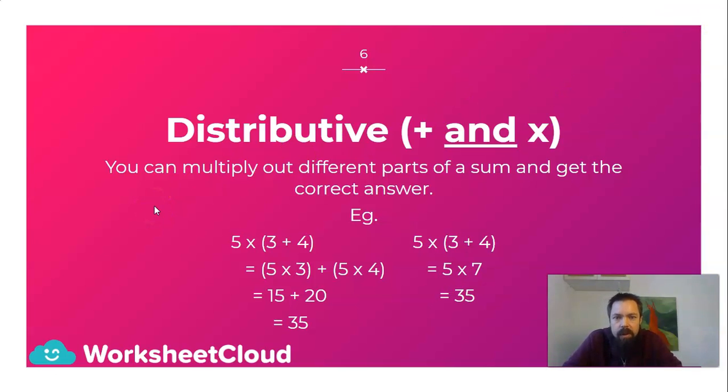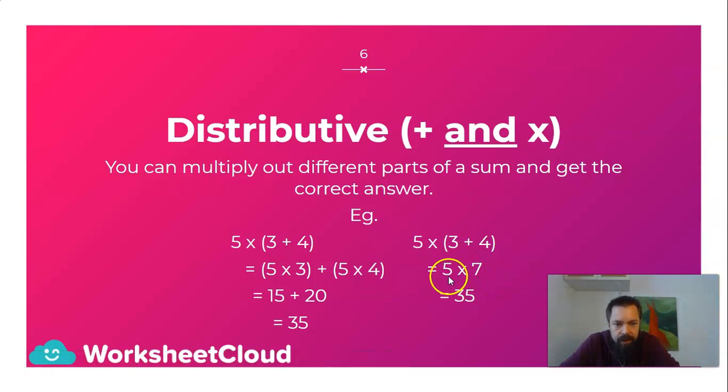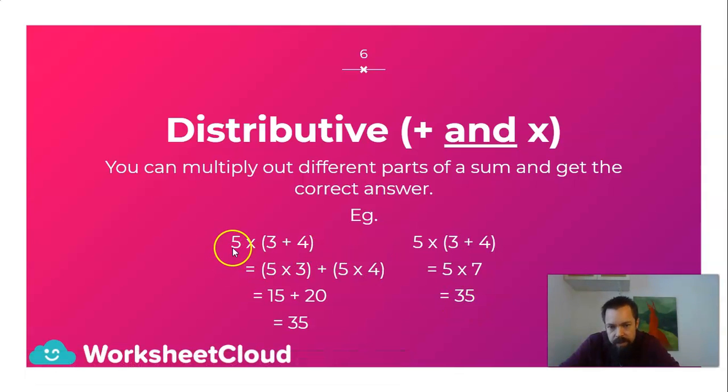Right. The law is that you can multiply out different parts of a sum that is a plus problem, and get the correct answer. So over here, let's look at this one first. I've got 5 times 3 plus 4. So 3 plus 4 is 7, and then I can say 5 times 7, which is 35. Or, alternatively, I can break this up and first multiply the pieces and then put it together. So 5 times 3 over here, and then 5 times 4 over here.